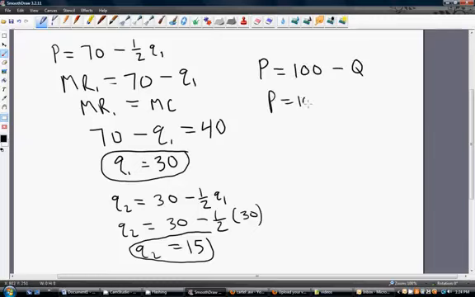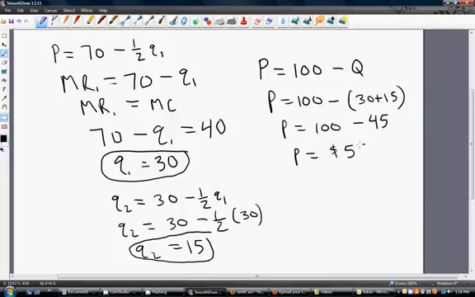So price equals 100 minus total industry output of 30 plus 15, or $55. And that is how you do a Stackelberg problem.